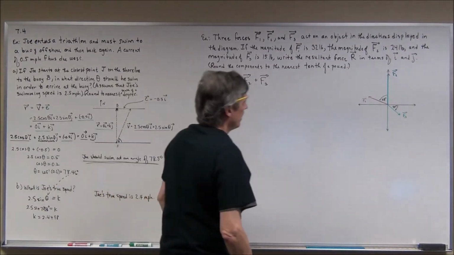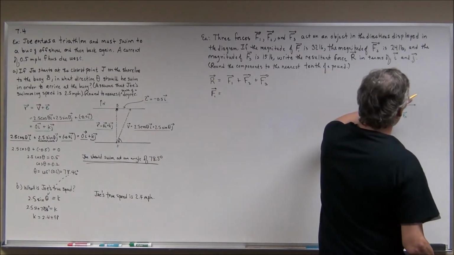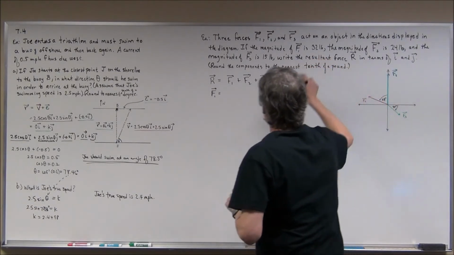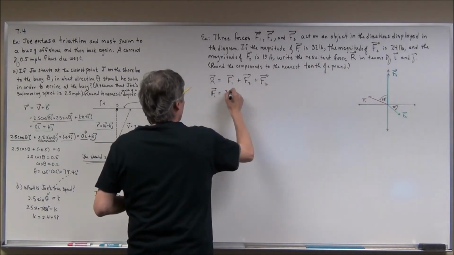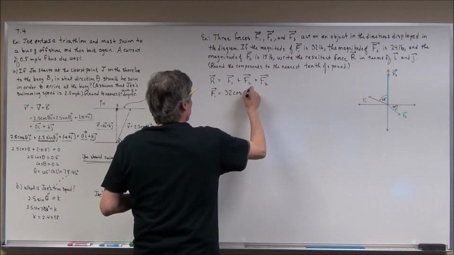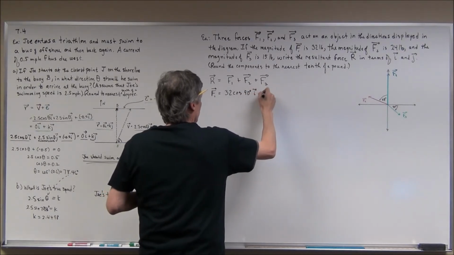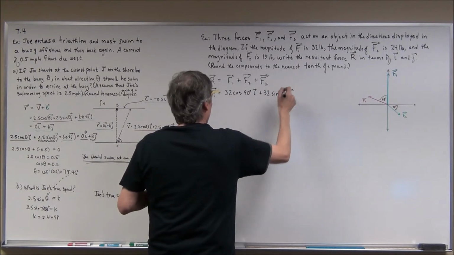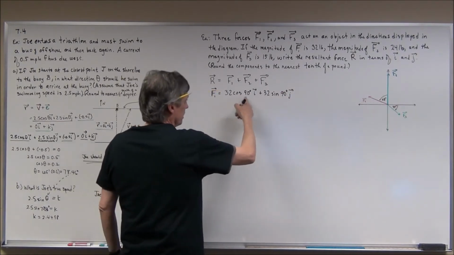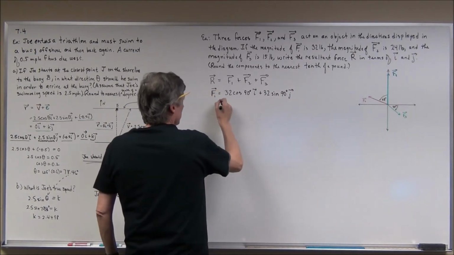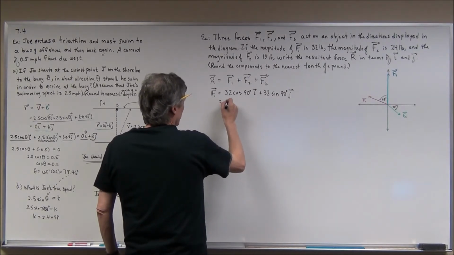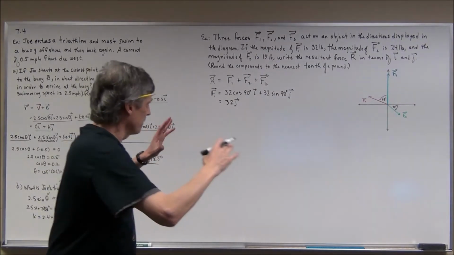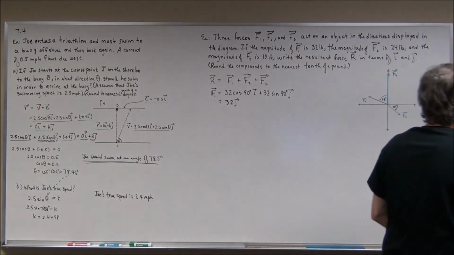is equal to, now F sub 1 is right up here at 90 degrees. My magnitude is 32, so I'm going to write 32 the cosine of 90 degrees i plus 32 the sine of 90 degrees j, vector j. Now the cosine of 90 is 0, the sine of 90 is 1, so this turns out to be 32j. So that's simplified quite a bit because the cosine of 90 is 0.